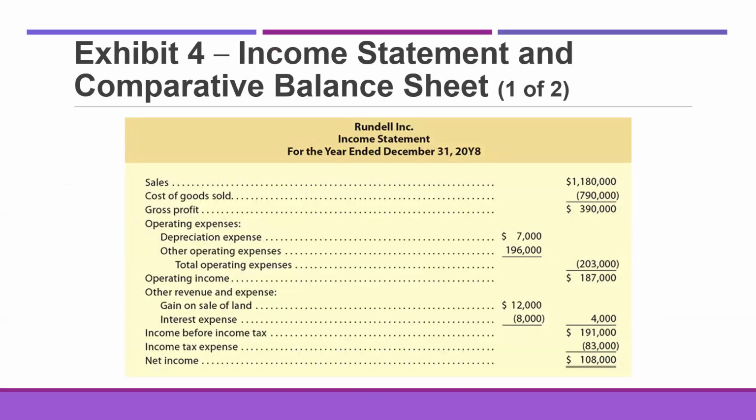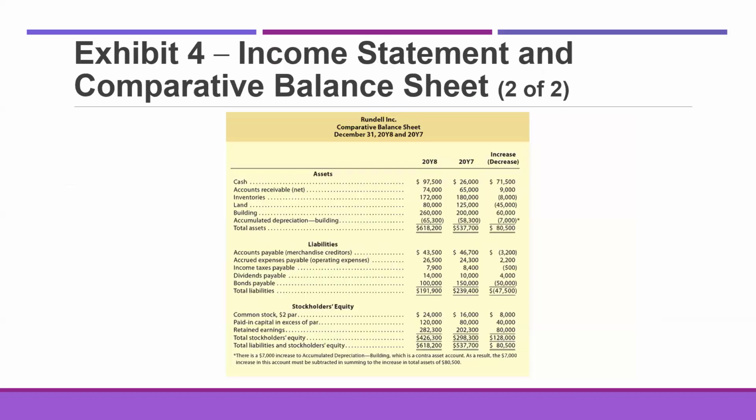So we have our balance sheet here for our income statement, right? We have $108,000 in net income. And then we have the increase or decrease in a lot of assets here. Note that cash increased overall by 71,500. Accounts receivable increased 900,000. That's going to be a decrease compared to net income.